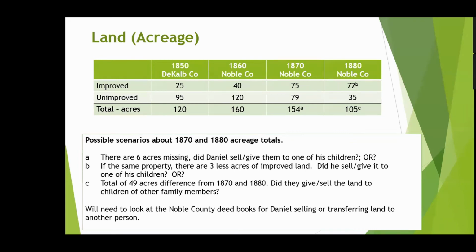Did he give them to one of his children? Did his daughter get married, and did he give her as a wedding present 6 acres on his property, or did he give it to a son? We don't know. And then in 1880, he lost more acreage, another 49 acres. Again, did he sell it to family members, neighbors, children? Have no idea. I need to start looking for the land records for Noble County and in the deed books to see what was going on during those time frames.